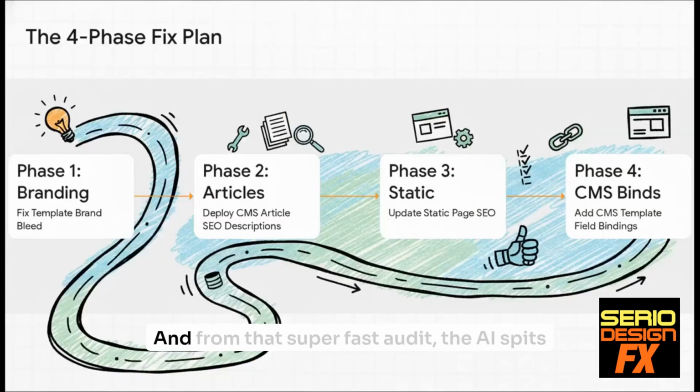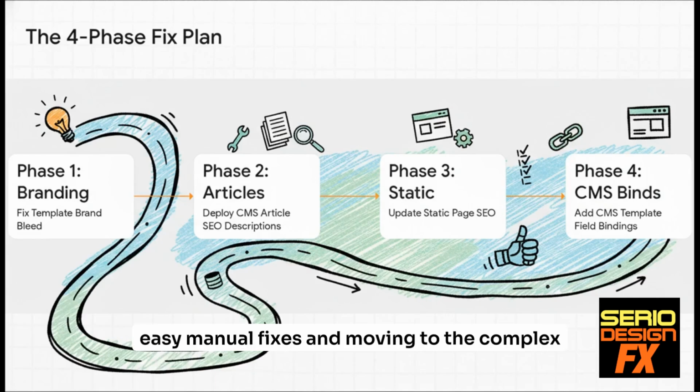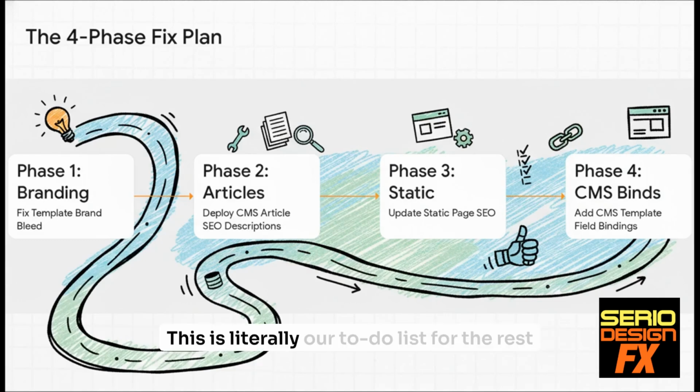Insane. And from that super fast audit, the AI spits out this beautiful, crystal clear roadmap, a 4-phase plan that tackles all the problems in a really logical order, starting with the easy manual fixes and moving to the complex automated stuff. This is literally our to-do list for the rest of the session.